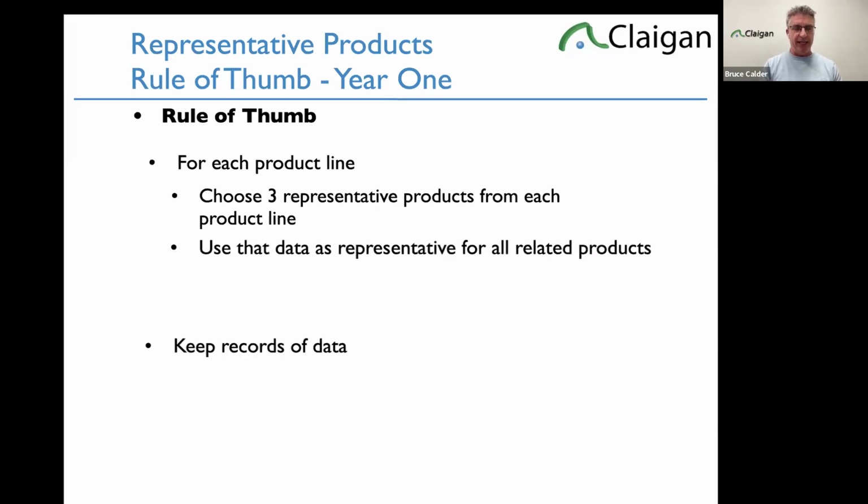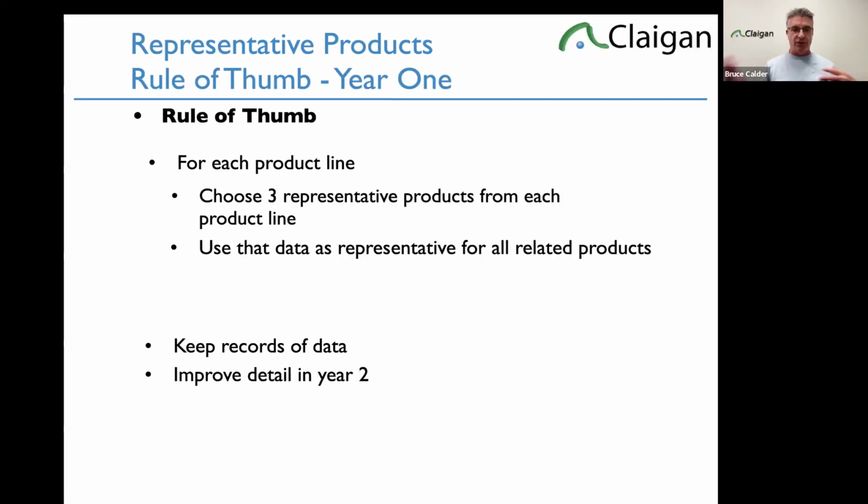Then you have to keep records of the data. In year 1 and year 2, it's more trust-based. In year 3, there's more audit-like requirements. And if you're a recycler, there's mandatory audit requirements. If you're a manufacturer, the government can ask you much more audit-like questions.